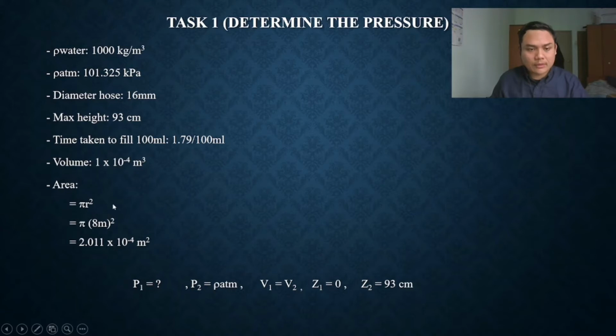We got the density of water as 1000, and the atmospheric pressure is 101.325 kilopascal. The diameter of the hose that we use is 16 mm. The maximum height is 93 cm. The time taken to fill 100 ml is 1.75 seconds. The volume is 1 times 10 to the power of negative 4, and the area is pi r squared, where r is half the diameter.